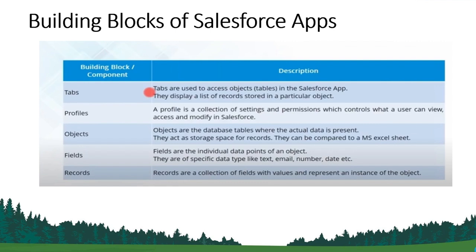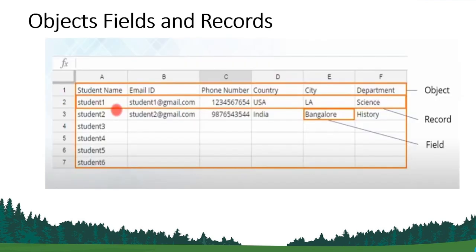Now fields. Fields are the individual values, not related to any other entity. The fields are the individual data points of an object. We have a specific data type like text, email, number, date, etc., such as employee name, customer name. Anything can be stored in the fields. Then the combination of these fields with certain values that represent these fields are referred to as the records.